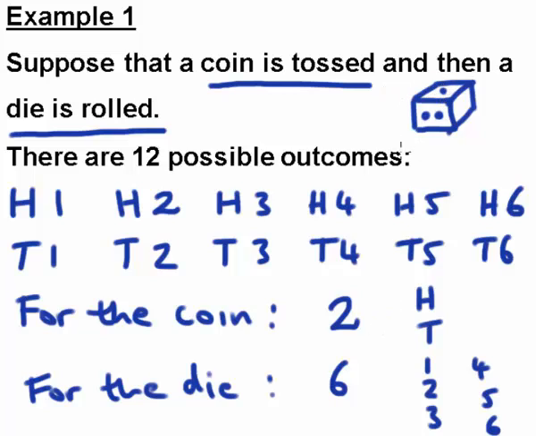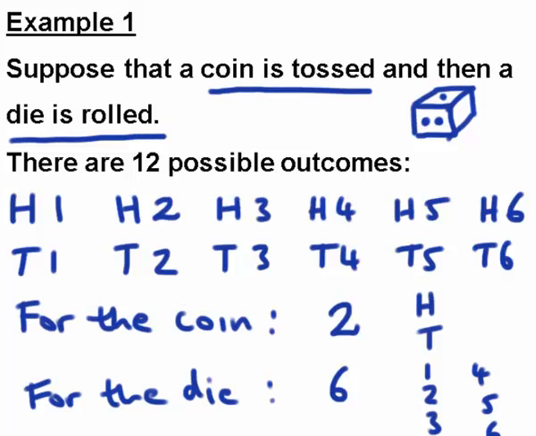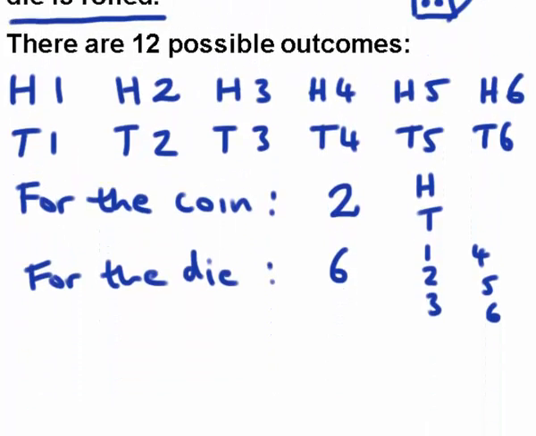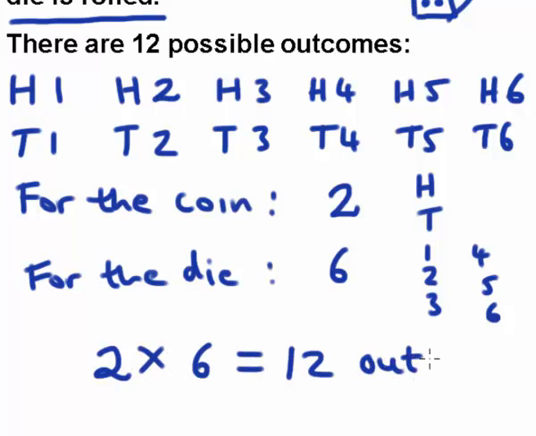Now we know that there's 12 outcomes. So how does the fundamental counting principle work? It says for tossing the coin, there are 2 outcomes. For the die, there are 6. And the total possible outcomes would be 12, which is these guys, 6 there and 6 at the bottom. So if you multiply these, it's 12 possible outcomes.